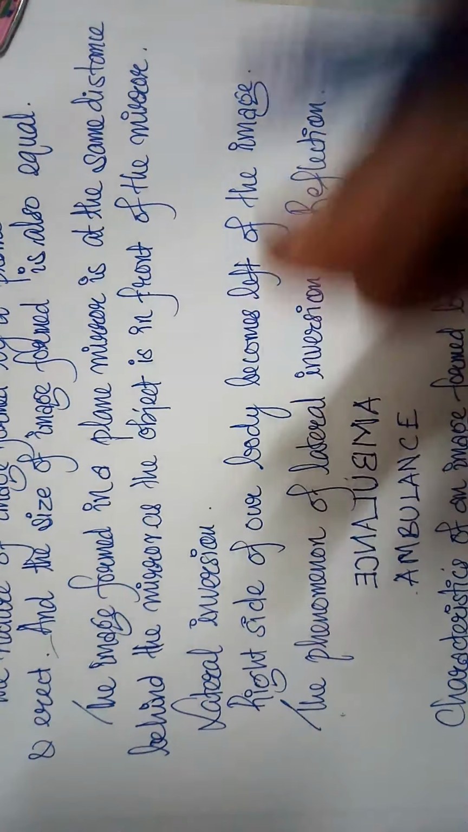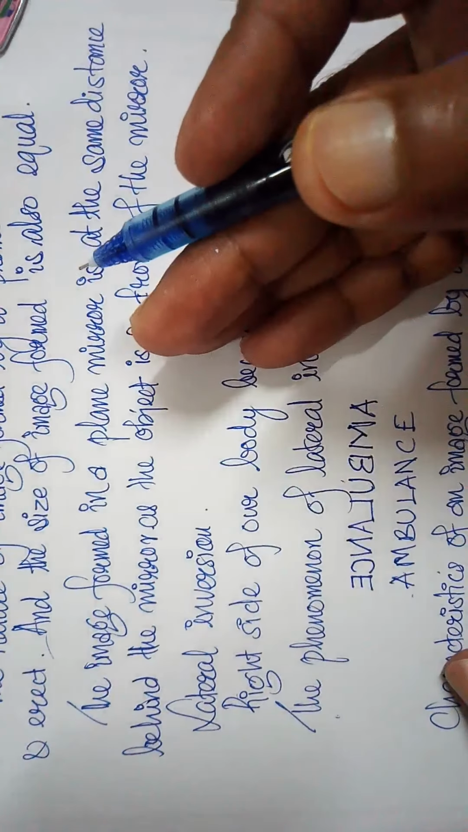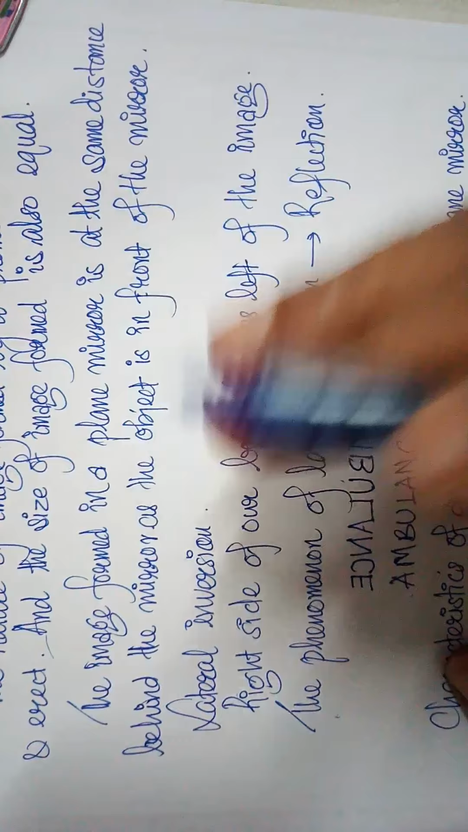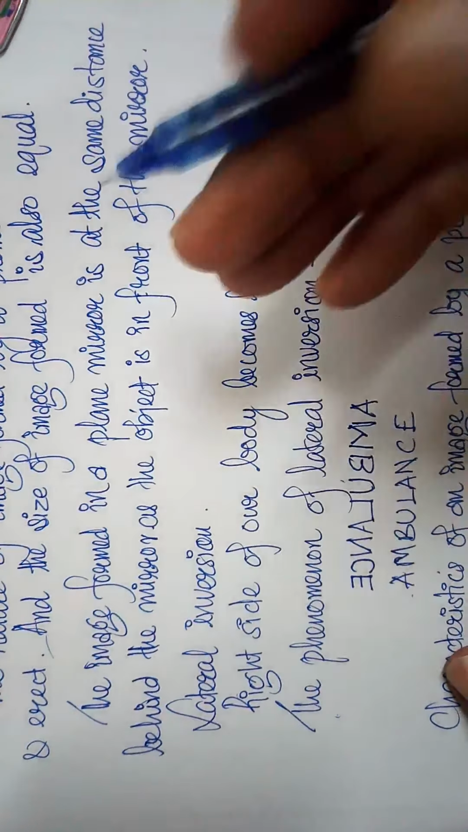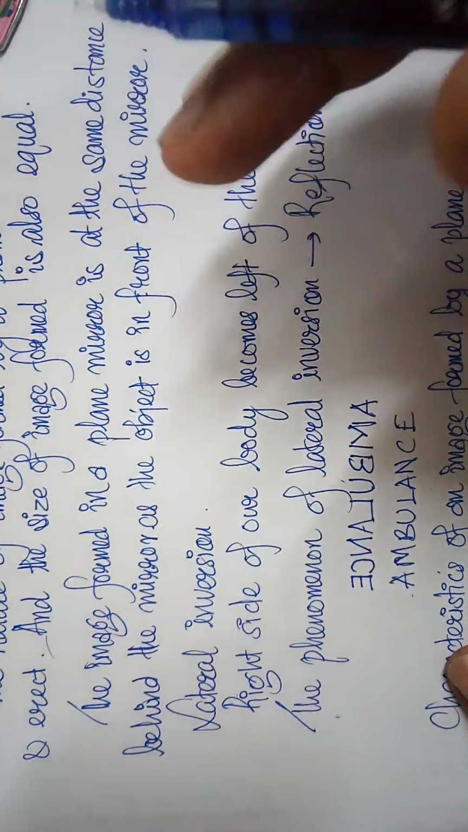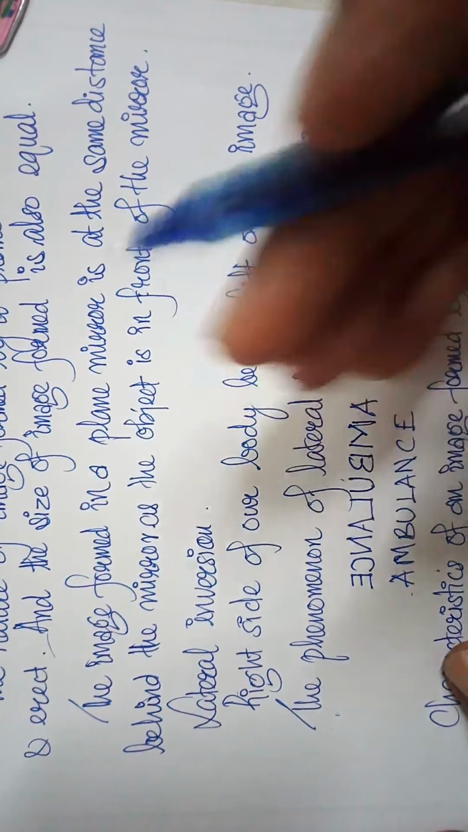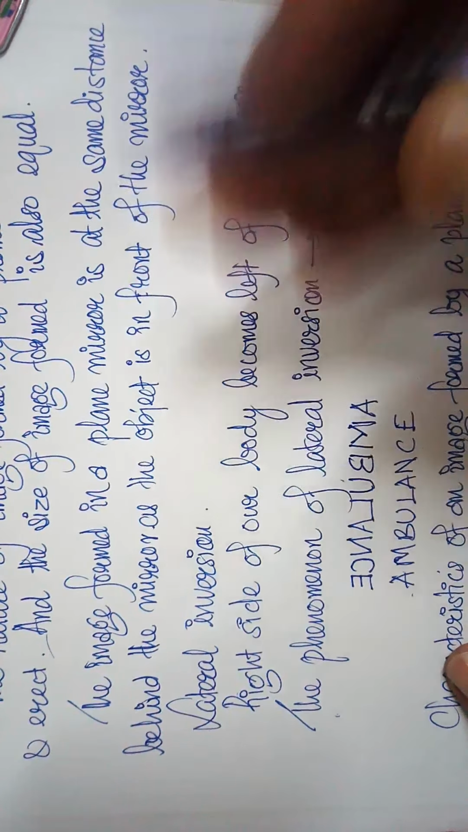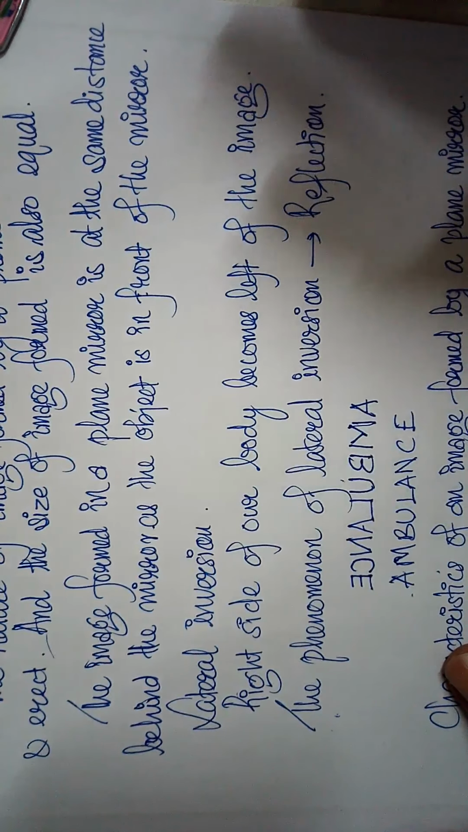When an object is placed in front of a plane mirror, then the right side of the object appears to become the left side of the image, and the left side of the object appears to become the right side of the image. This change of sides of the object and the mirror image is called lateral inversion.